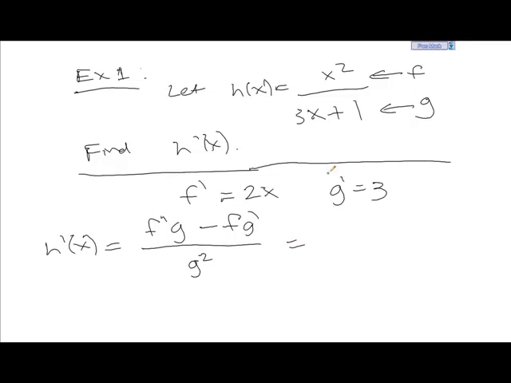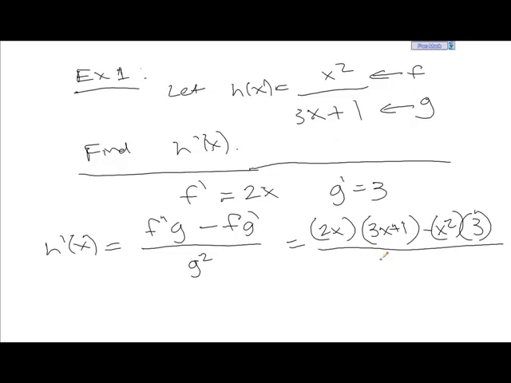So now I just need to copy things down. f prime is 2x, g is 3x plus 1, minus f, which is x squared, times g prime, which is 3, all divided by the square of g. Well, g is 3x plus 1, and it's that thing squared. That's the derivative. Technically, it could be simplified, reduced, all that stuff, but we don't really need it to be, so we'll just leave it the way it is.